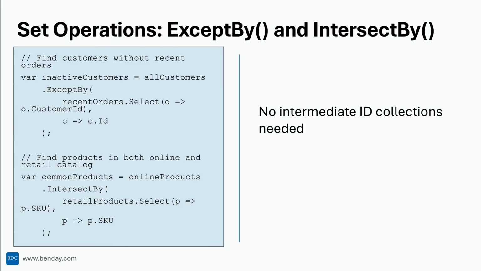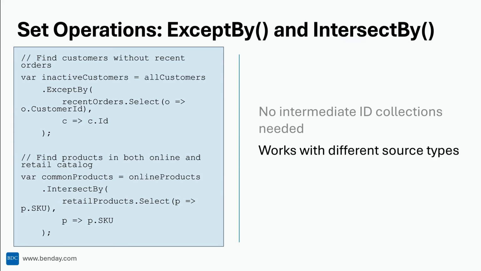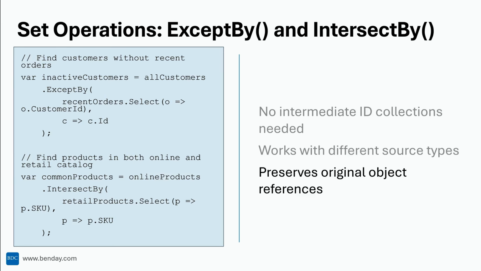Previously, you'd extract IDs into hash sets, perform set operations on those IDs, then filter your original collection. ExceptBy and IntersectBy do this in one pass, eliminating the intermediate collections and the secondary filtering step entirely. The beauty is that you can compare collections of different types, customers against order customer IDs, products against SKU strings. As long as the key selector produces comparable values, you can perform set operations across heterogeneous collections. The returned objects are the exact same references from your original collection, preserving any additional state or lazy loaded properties. You're not creating new objects or losing data during the set operation.